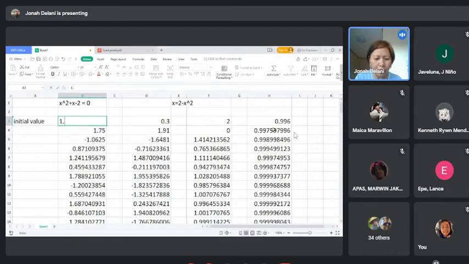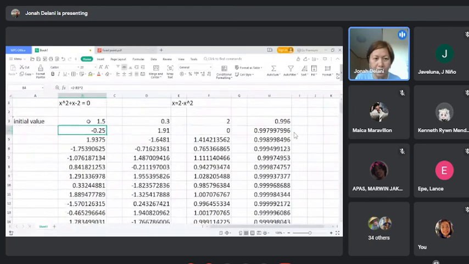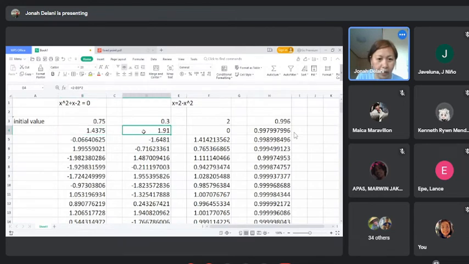If I try, for example, 1.5, same. Right? So either the initial value might not be correct or it still does not converge. If I look here, same with 0.3. If I use 0.3, it still does not converge.